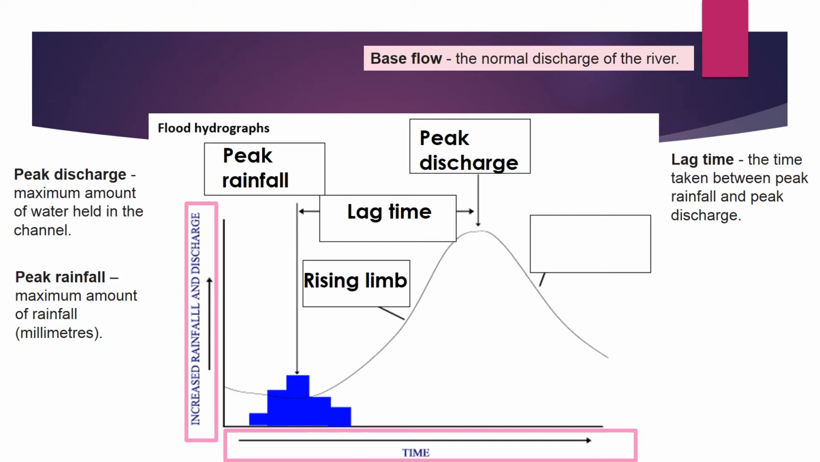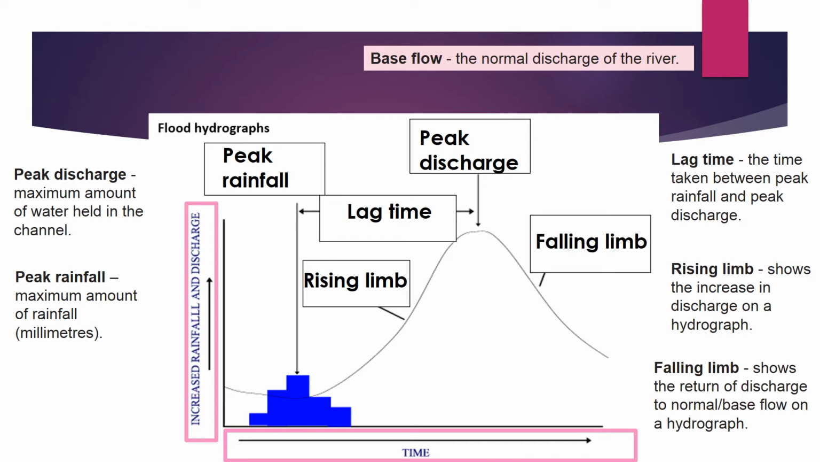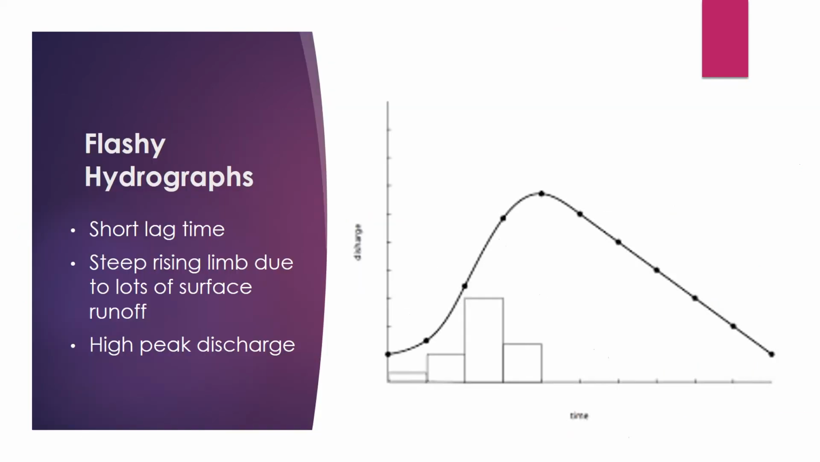We've also got the rising limb, which shows the increase in discharge on a hydrograph, and we've got the falling limb, which shows the return of discharge to the normal or base flow on a hydrograph. Some hydrographs will also show the base flow. This is the normal discharge of that river. So this is on a day where there's no rainfall, just what the average water level would be like.